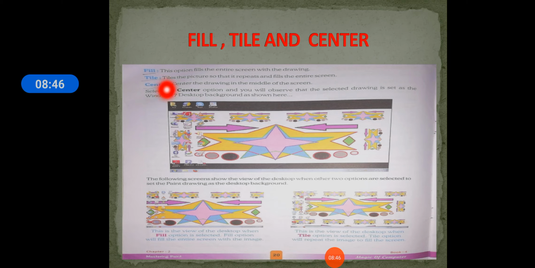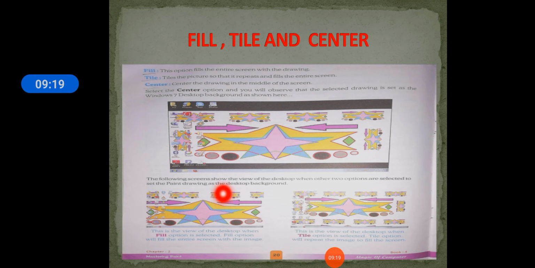Tile tiles the picture so that it repeats and fills the entire screen. So, it will be repeated multiple times in the tile format. Center puts the drawing in the middle of the screen. Select the center option and you will observe that the selected drawing is set as the Windows 7 desktop background as shown here. When you select the center button, this drawing will appear in the center. Like this you can set the drawing.